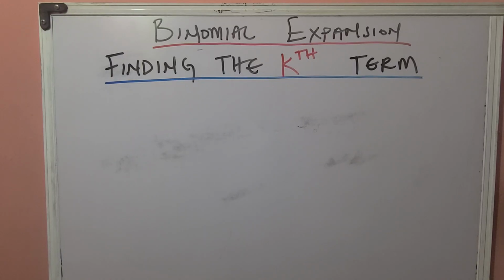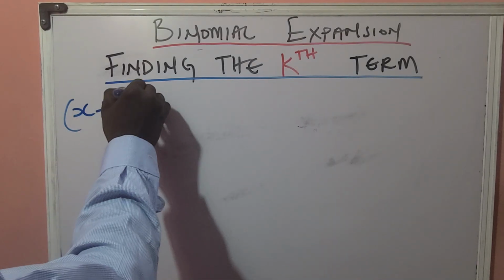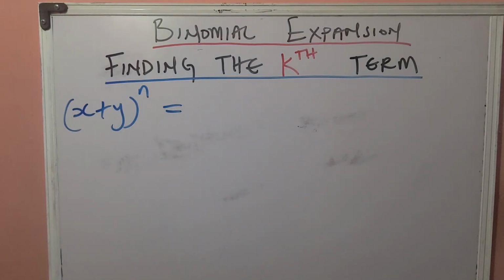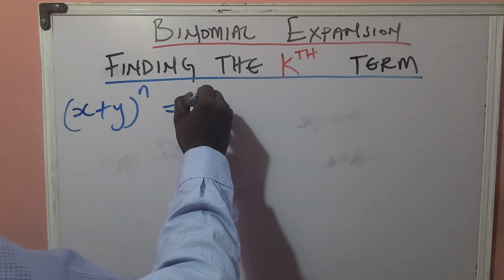All right, how do we find the kth term in a binomial expansion? Well, generally, if you have x plus y raised to power n, and you are asked to find the kth term, for instance, the seventh term, the eighth term, the fifth term, and so on, what you have to do is use this formula.